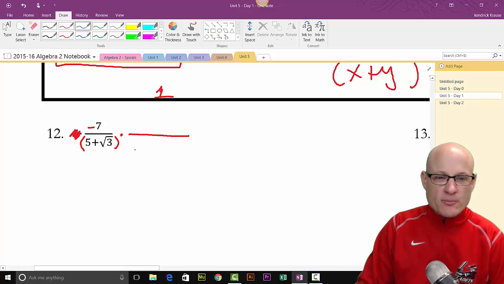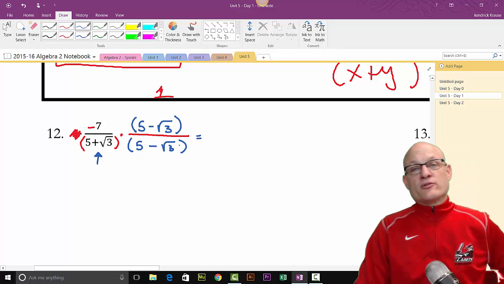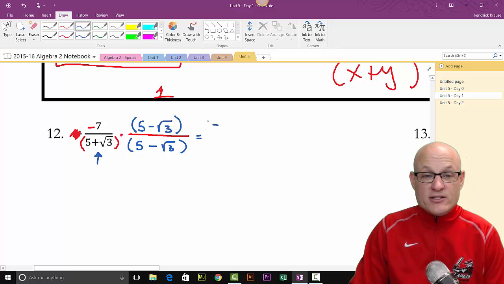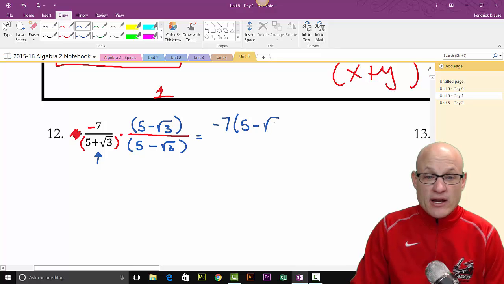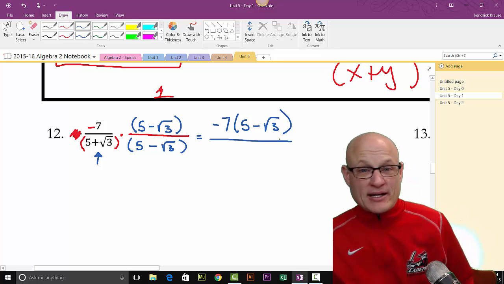So we're going to multiply by 1 any way we want. And what we're going to multiply by is the conjugate of this, the exact same thing, except with a minus. But if I put this on the denominator, I also have to put it on the numerator. And we're going to multiply these out. Now, in the numerator, I want you not to distribute. I just want you to write it as 7 times 5 minus radical 3. And I'm cool with that. It's less work anyway. Just copy it down.